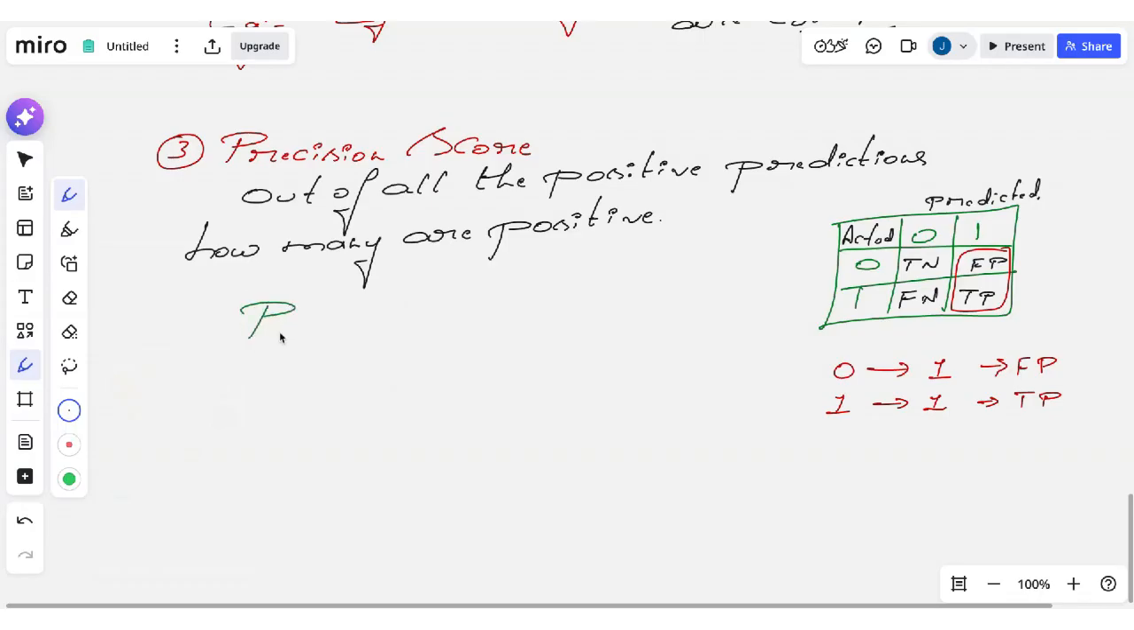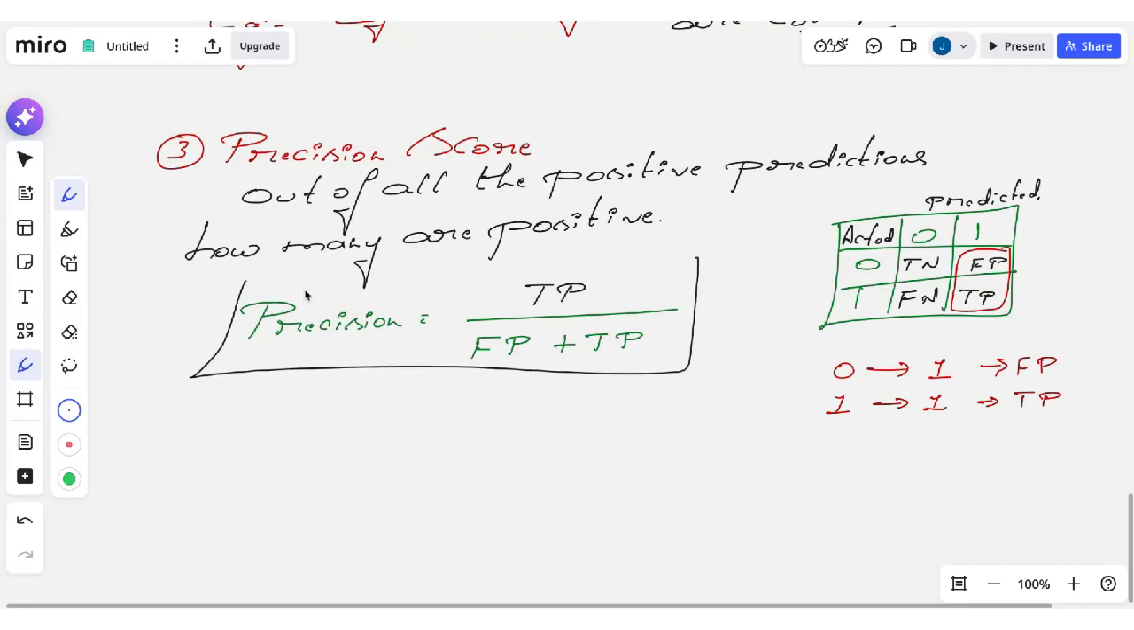So the formula will be: out of all the positive predictions, we got to know that positive predictions are false positive and true positive. Among all the positive predictions, among false positives and true positives, how many are actually positive? What do you mean by actually positive? True positive. Yes, that's the formula. Can you please write above as well how many are actually positive? Oh, I wrote this as positive. Anyway, okay.